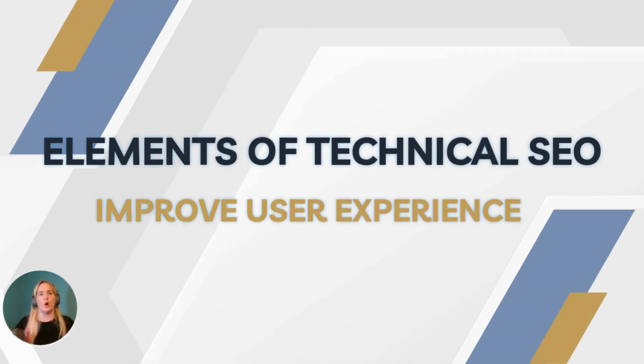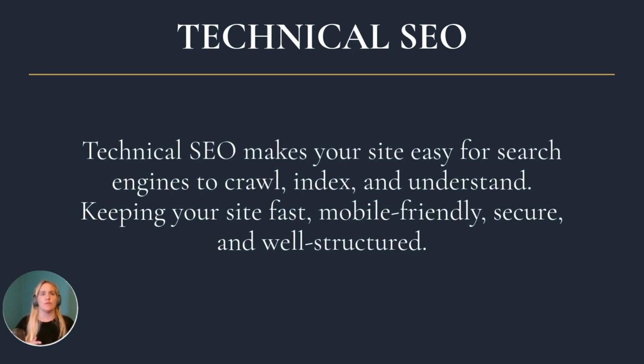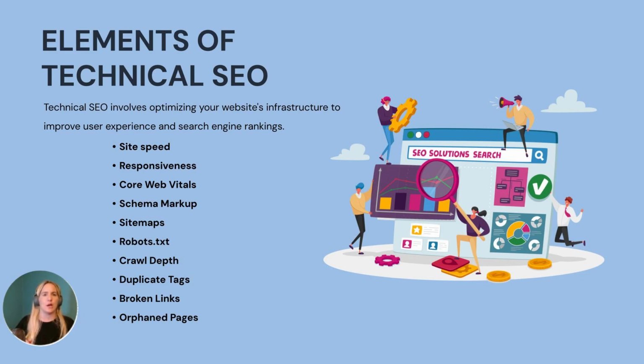Okay, guys, in the last part of this course, we're going to be talking about all things technical SEO. Technical SEO involves optimizing your website's infrastructure to improve user experience and search engine rankings. So, we're going to be talking about site speed, your website responsiveness, what core web vitals are, schema markup, sitemaps, robots.txt, crawl depth, duplicate tags, broken links, orphan pages, and more.